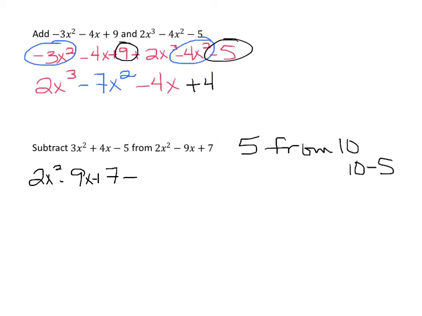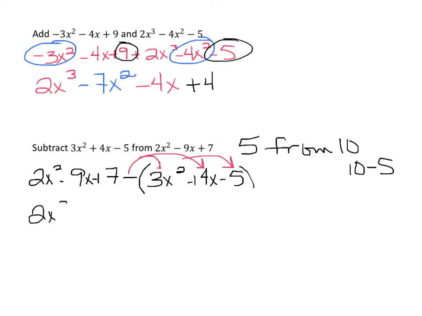I want the second polynomial in parentheses, because you will have to distribute this negative to each term. And you'll end up with minus 3x squared minus 4x plus 5. This is where most of you will make a mistake, is that you will either forget to make this 4x negative or this 5 positive.